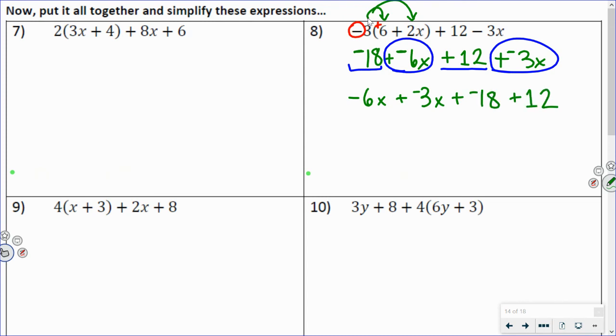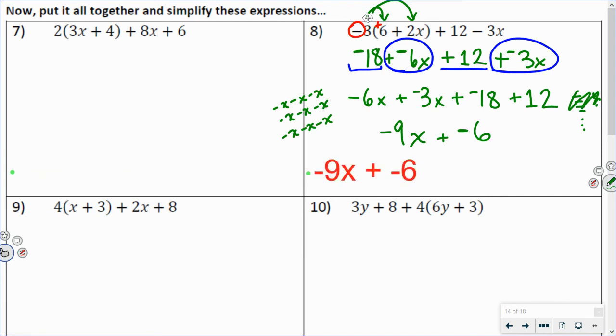So if I were to combine negative 6x's with negative 3x's, you're saying, hold on, Mr. Callan, there's no zero pairs. Put all those together. Negative 9x's. Meanwhile, negative 18 and positive 12 will have zero pairs. More negatives left over. In fact, it's going to be negative 6. So final answer for number 8, negative 9x plus a negative 6. Yes, you may write that simply as subtraction if you prefer.